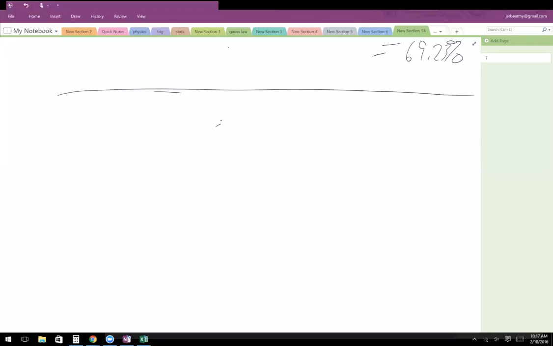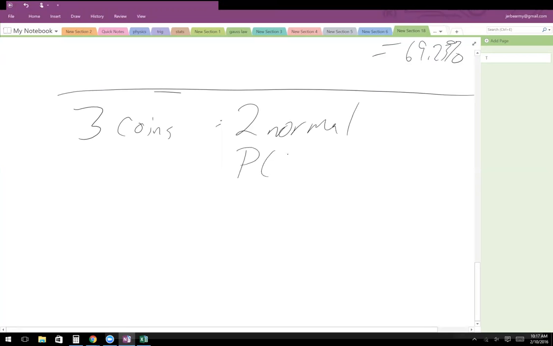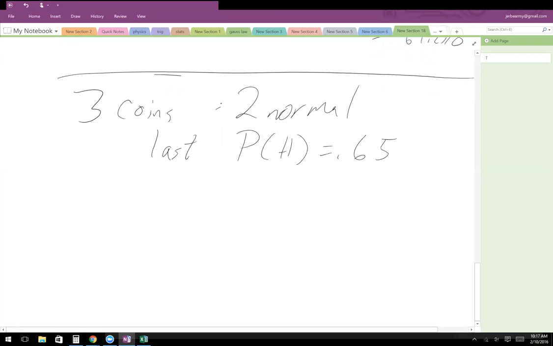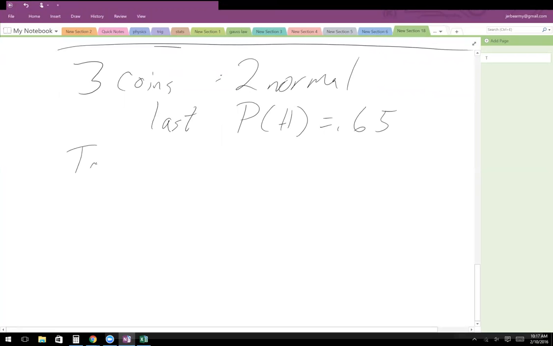Okay, so we've got 3 coins. 2 are normal, and 1 gets heads 0.65. Right? So it says we toss the coin 4 times, and we get 4 heads. What's the probability that this is the biased coin?